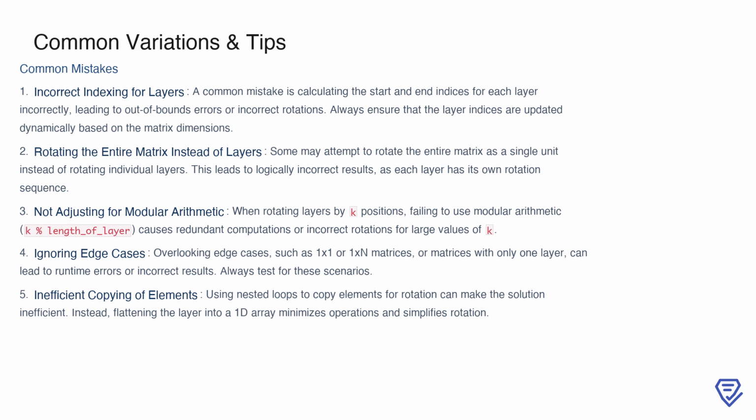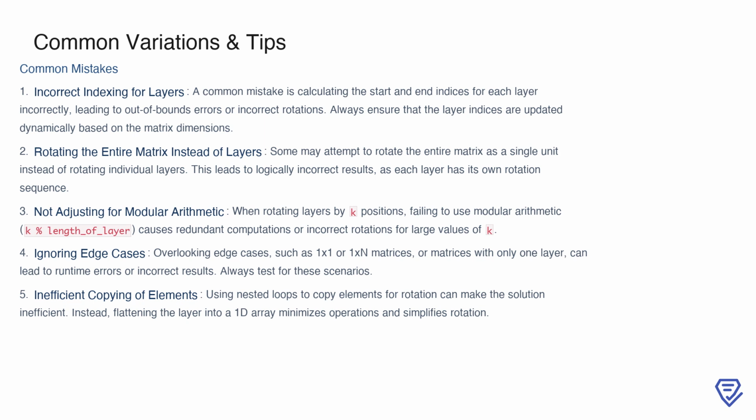Additionally, failing to account for modular arithmetic when rotating by k positions is another pitfall. Without applying k modulo the layer's length, unnecessary computations occur, and the rotation might not be accurate for large k values. Edge cases are important too. Grids like 1x1, 1xn, or those with just one layer can behave differently. Ignoring these scenarios could lead to runtime errors or unexpected outcomes.